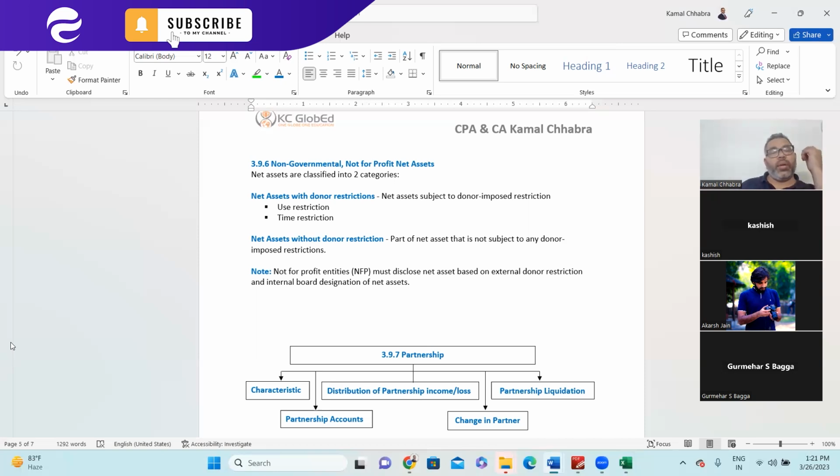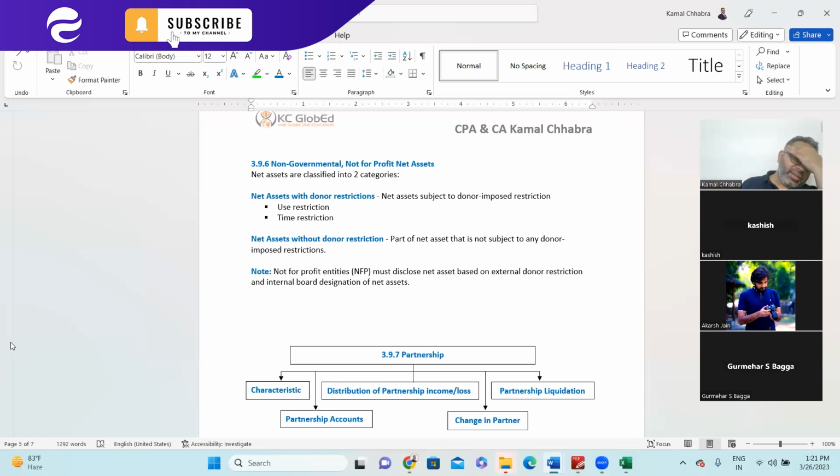So when a donor is giving the fund for any specific purpose, then the utilization must be for that purpose only, and should not be utilized for any other purpose. That is called donor use restriction. Make sense? Yes, sir. Yes.